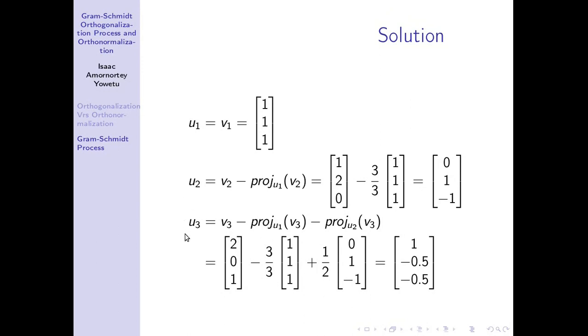And then to get our u3 vector, we have v3 minus the projection of v3 onto u1 minus the projection of v3 onto u2. And then we have our v3 vector over here, and the projection vector is the whole of this one here. And then our projection of v3 onto u2 is going to give us the whole of this. So after doing our simplification, we will be getting this vector: 1, negative 0.5, negative 0.5.